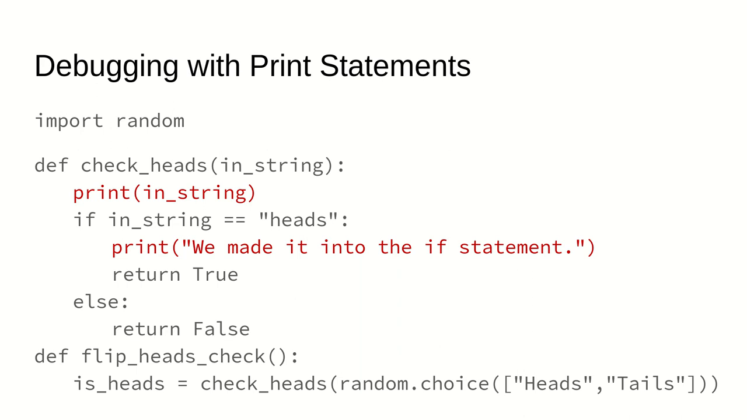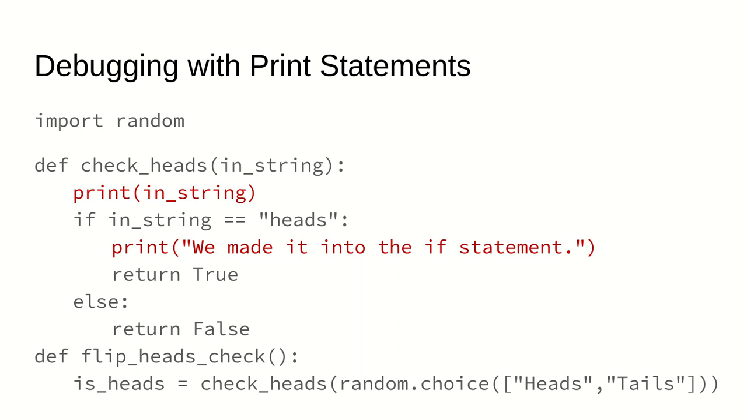Once you've narrowed down that you got check heads working, that it is going inside the if statement, and that it is returning true in the right cases, then you might start to think that the error is in flip heads check, and you might notice that you forgot to return. If you print the results of flip heads check, you're going to see that its result is always none, and you're going to start to be able to debug that function too.